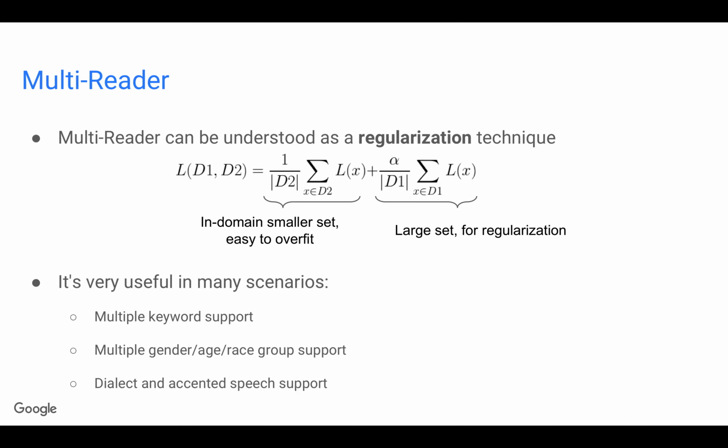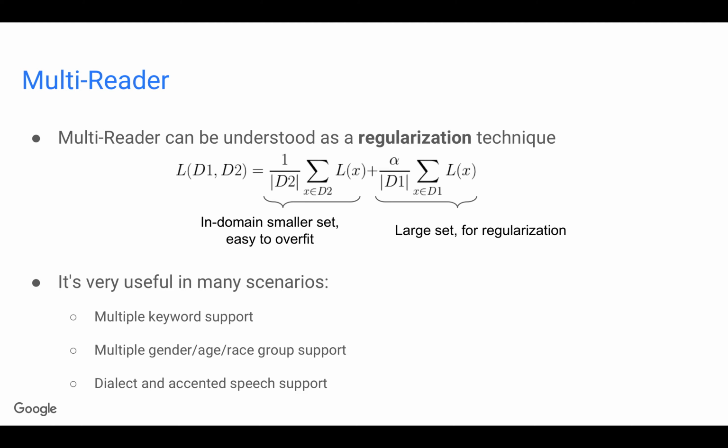The multi-reader technique can also be understood as a model regularization technique. For example, we have two datasets, D1 and D2. D2 is the smaller set, which is in-domain data. It's the dataset that we really care about. However, because it's too small, it's very easy to overfit on it. So that's why we use a larger dataset, D1, for our regularization term in the loss function.